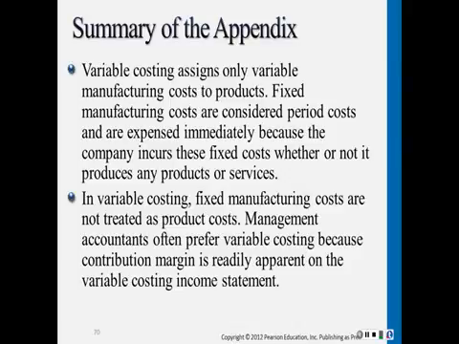Variable costing assigns only variable manufacturing costs to products. Fixed manufacturing costs are considered period costs and are expensed immediately because the company incurs these fixed costs whether or not it produces any products or services. In variable costing, fixed manufacturing costs are not treated as product costs. Management accountants often prefer variable costing because contribution margin is readily apparent on the variable costing income statement.